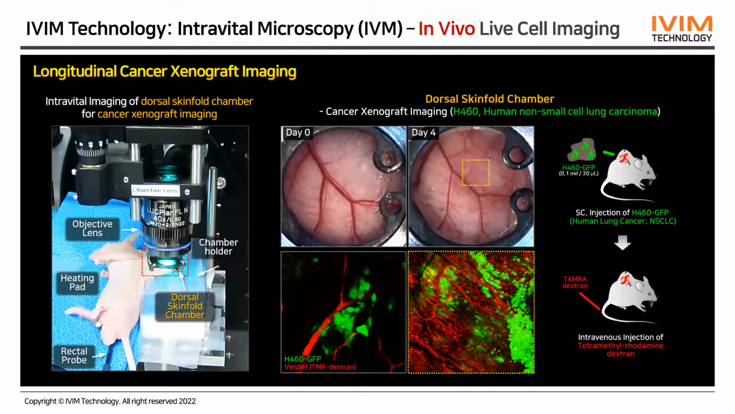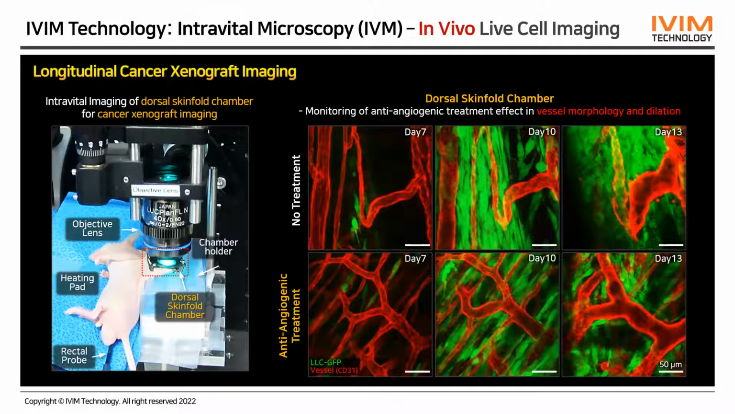Firstly, we implant the tumor cells and monitor the development of the tumor on the site. Visualizing together with tumor blood vessels, we can analyze the drugs and anti-angiogenic effects on the tumor tissue. We could find that in the drug-treated group, the tumor vessels are less dilated compared to the normal group.